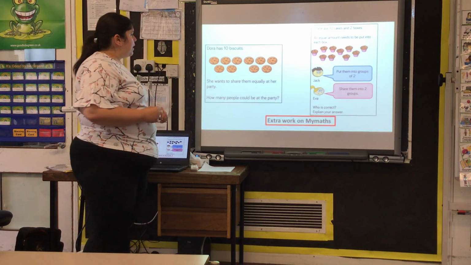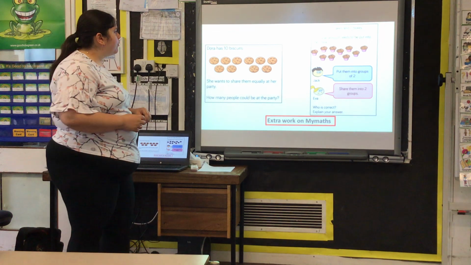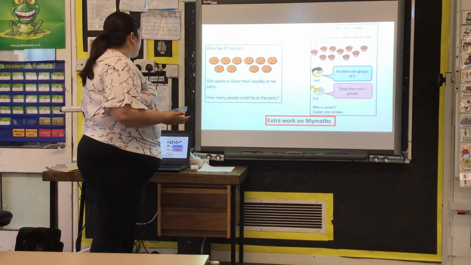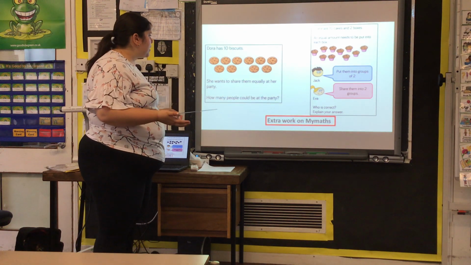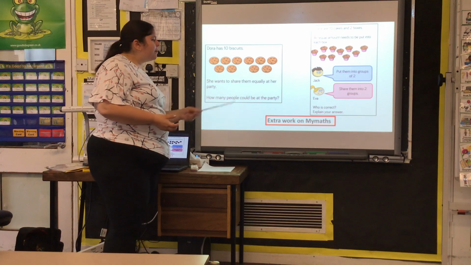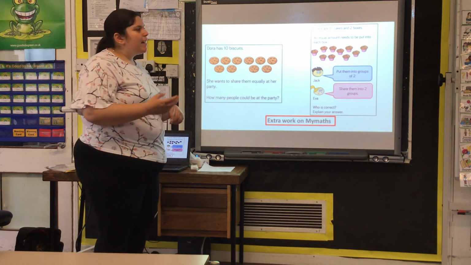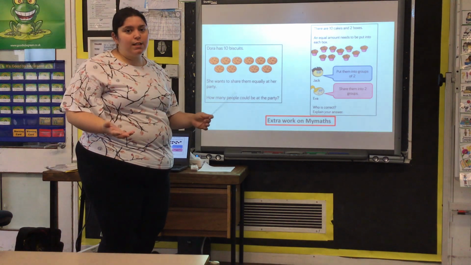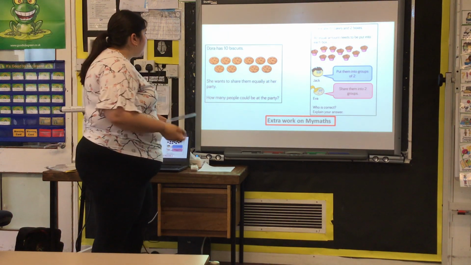Okay, let's have a look at our reasoning and problem solving. So we've got Dora here. She has 10 biscuits and she wants to share them equally at her party. So if she shared them equally, how many people could be at the party? Now, I would like to just tell you that there can be lots of different answers for this one. So just have a think.